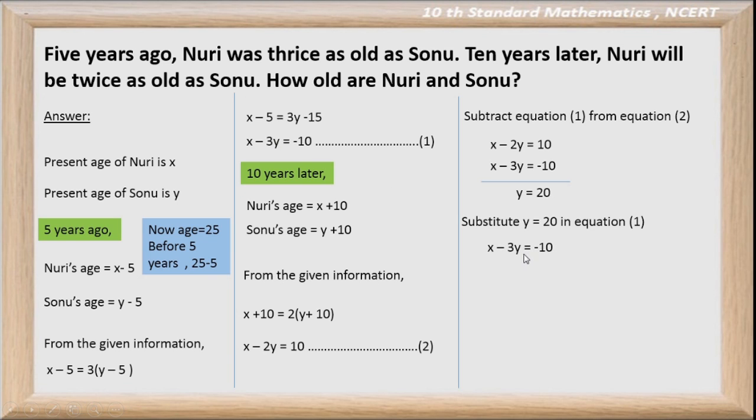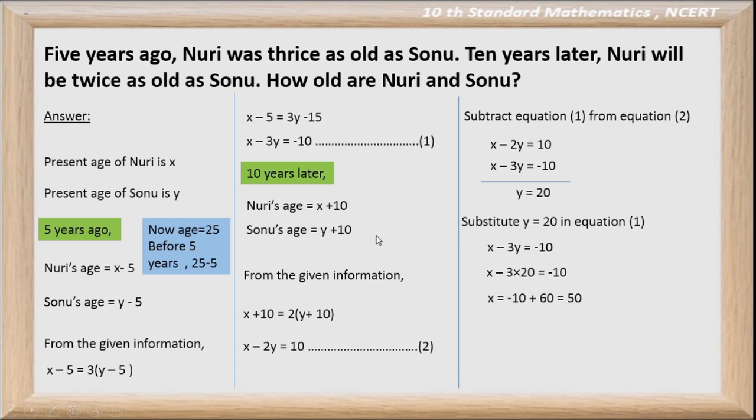X minus 3y equal to minus 10, and x minus 3 into 20 equal to minus 10. So 3 into 20 is what? 60. So x minus 60 equal to minus 10. So x equal minus 10 plus 60 equal to 50. Now we got x value and y value.